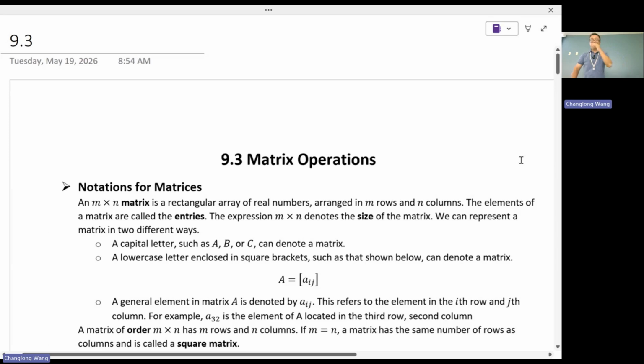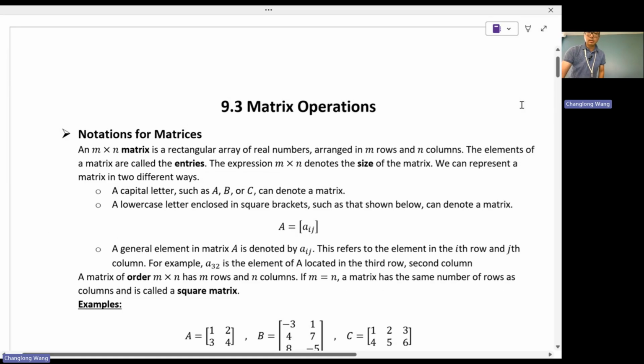So today I probably have to do a little bit more talking than I usually do because there's not too much I have to write down. And I pretty much typed up most of the examples except for the last couple of examples I do want to try, with or without calculator, right? So let's get started. So matrix operations.